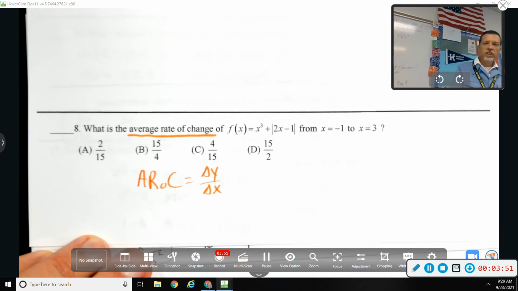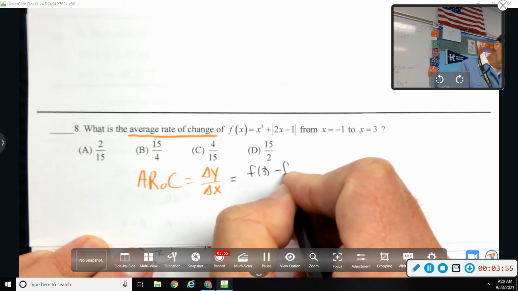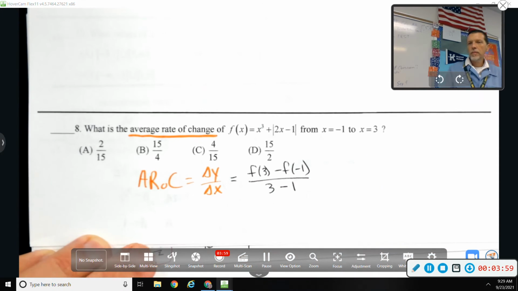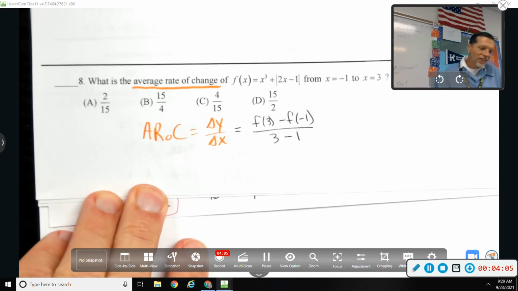Change in y over change in x. So f of 3 minus f of -1 over 3 minus -1. You gotta... I gotta get to target? Yeah. Okay.